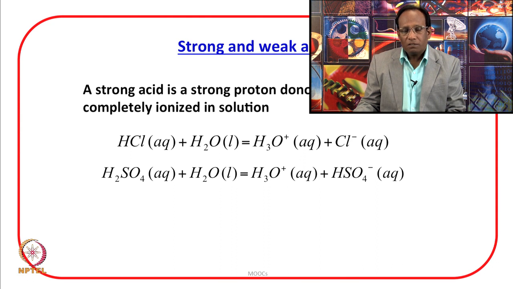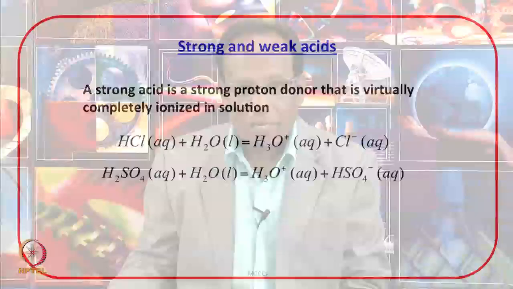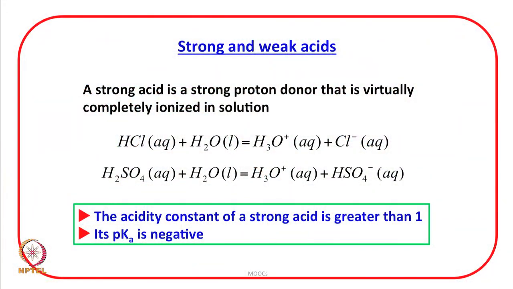And there are certain parameters which classify a particular molecule as a strong acid. And that parameter we discussed in the previous lecture also is the acidity constant. Let us take a look at this comment. The acidity constant of a strong acid is greater than 1. This is true for strong acids, that the acidity constant is greater than 1.